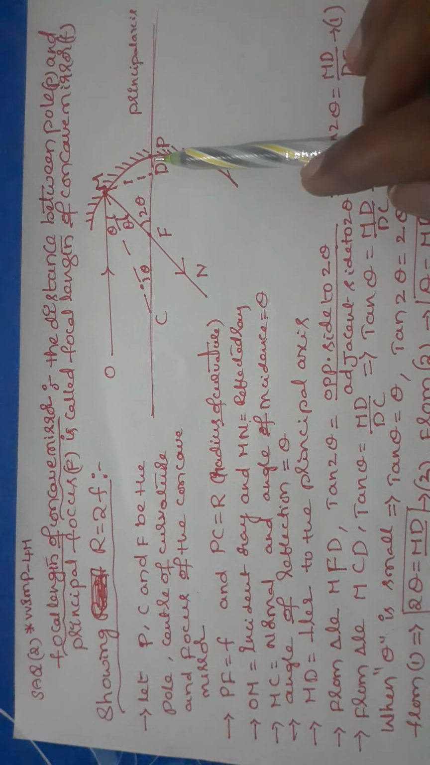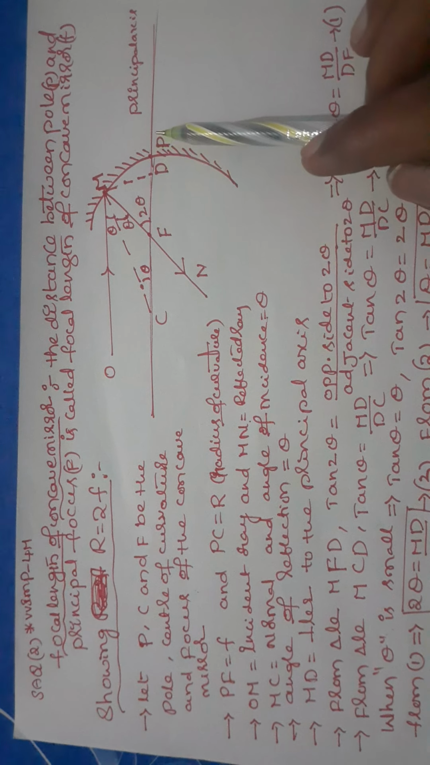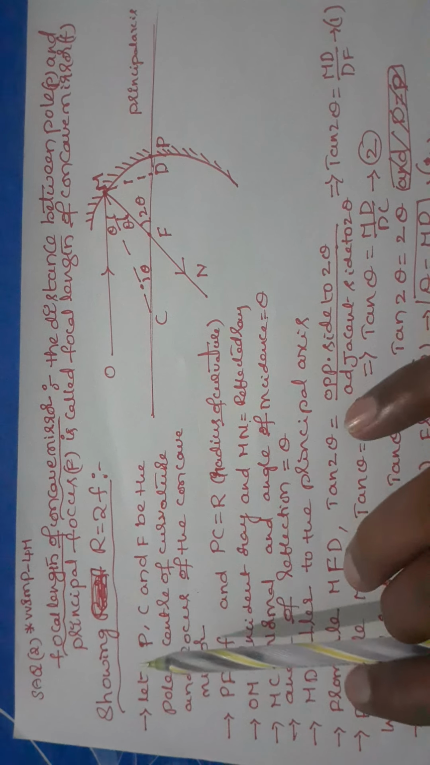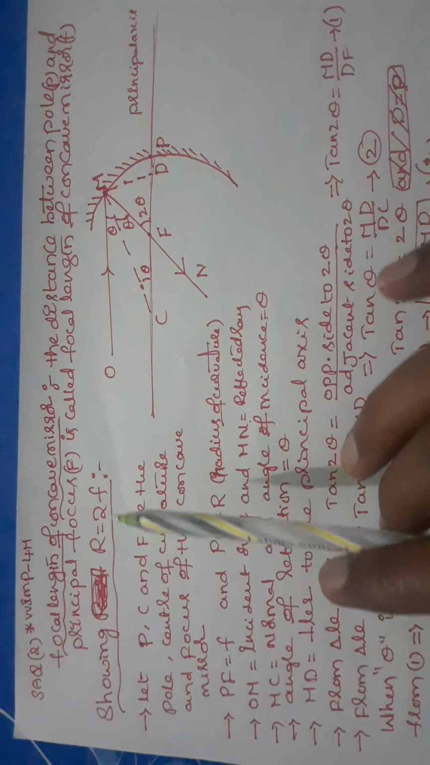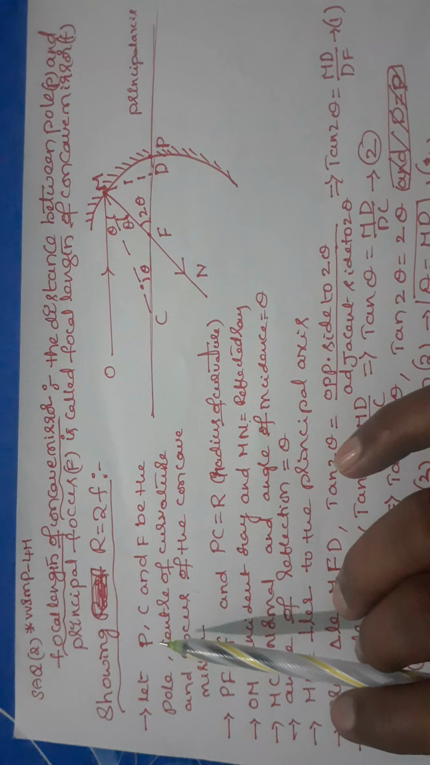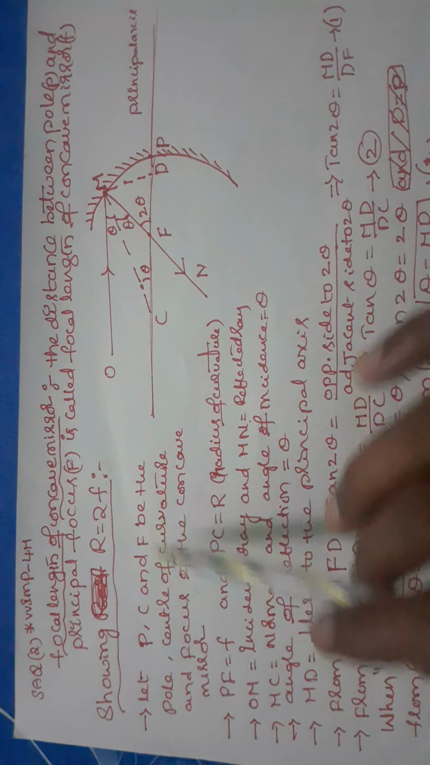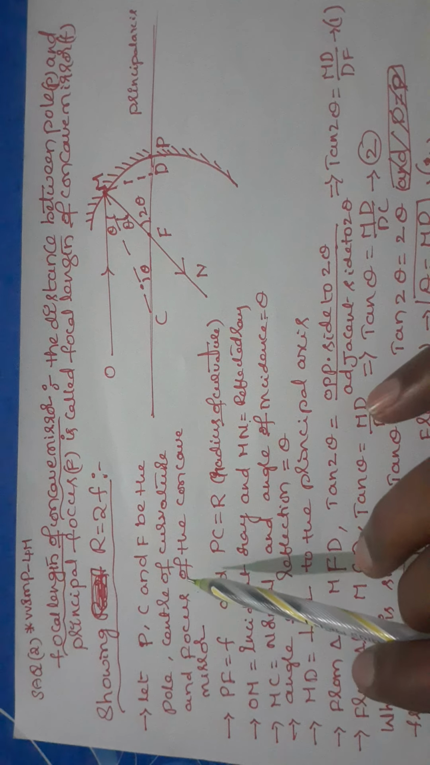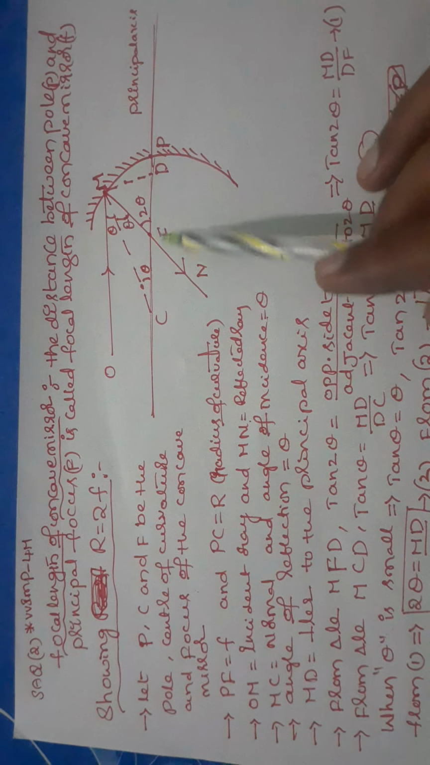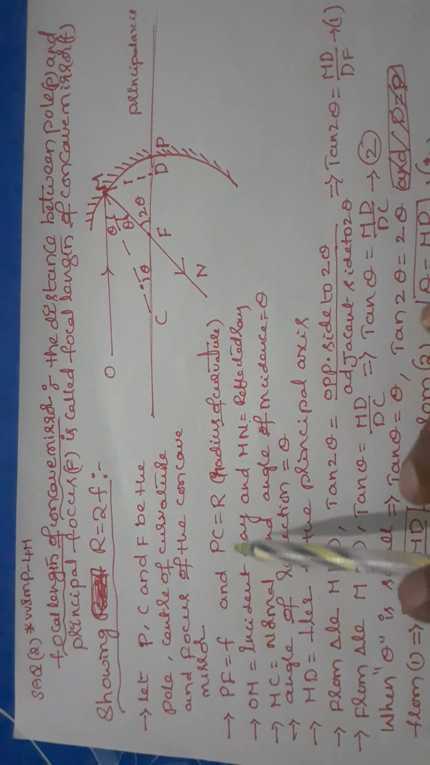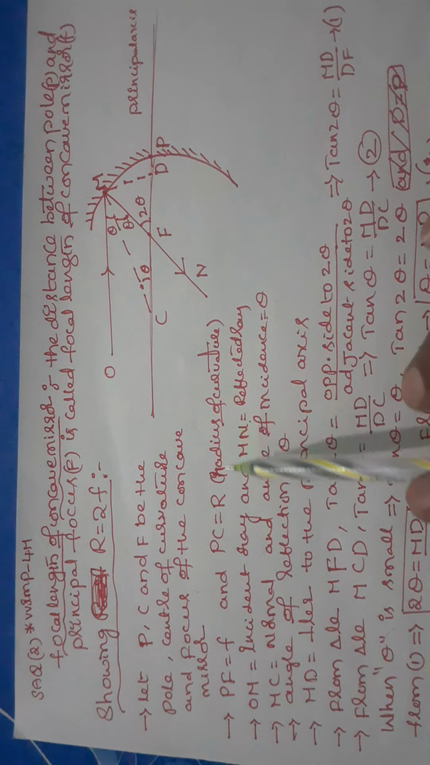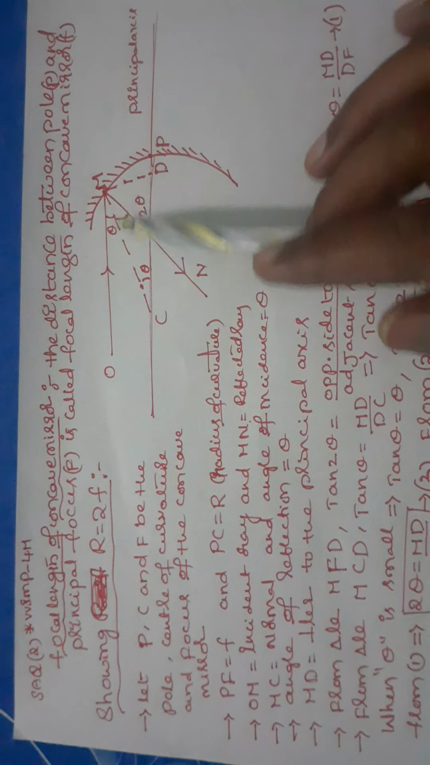So we want to show that radius equals 2 times the focal length, radius equals double the focal length. For this, explanation showing R is equal to 2F. You can see the figure, students. Let P, C and F be the pole, center of curvature and focus of the concave mirror. From the figure, PF is the focal length, so PF is small f, and PC is capital R, that is the radius of curvature.